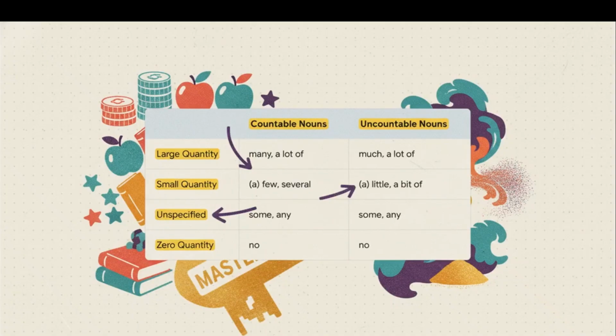So let's put it all together. This right here, this is your ultimate cheat sheet. Everything we've talked about is on this one slide. You've got your countable nouns on the left and your uncountable ones on the right. And you can see that beautiful pattern, right? Many and few on the countable side, much and little on the uncountable side. It really does all come back to that one single master key.